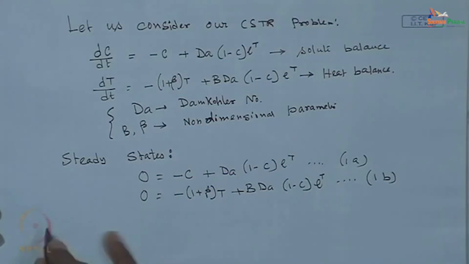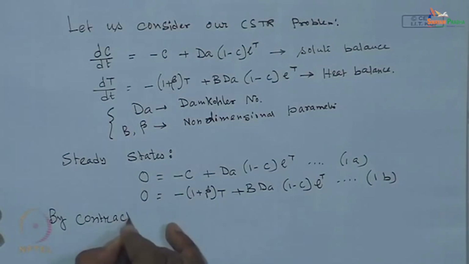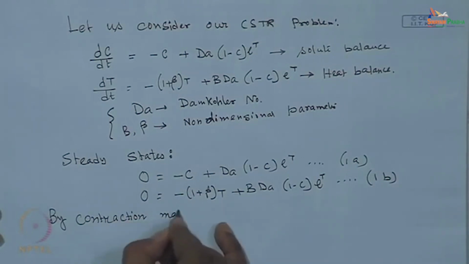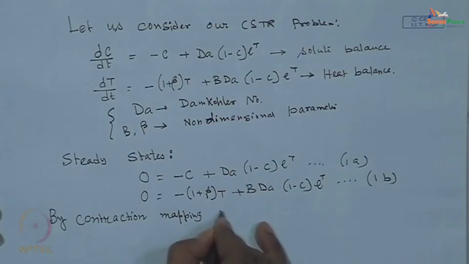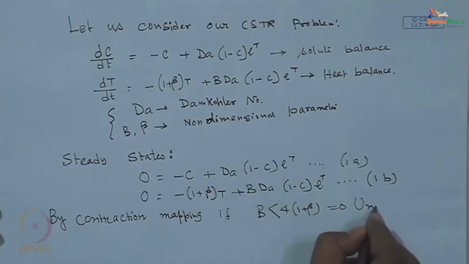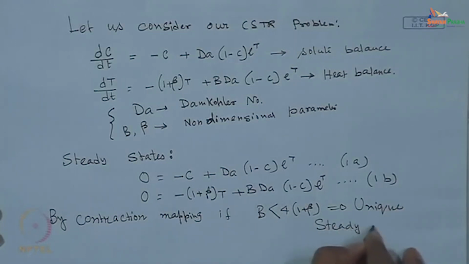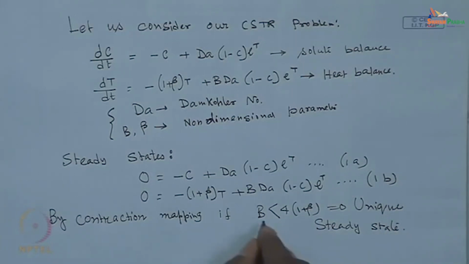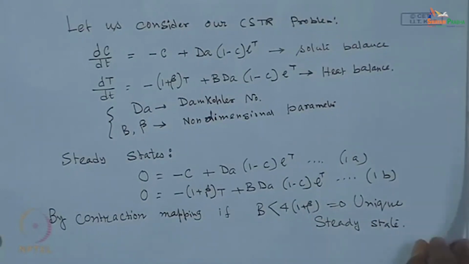So, we have already seen by contraction mapping that if B is less than 4 into (1 + β), then we will have a unique steady state for this particular problem. We have already seen by contraction mapping that if B is less than 4(1 + β), a unique steady state exists.